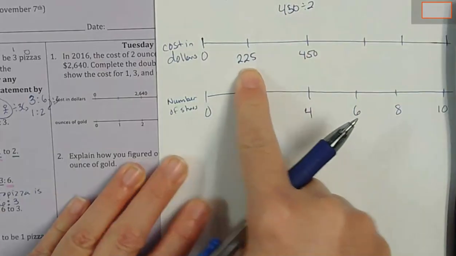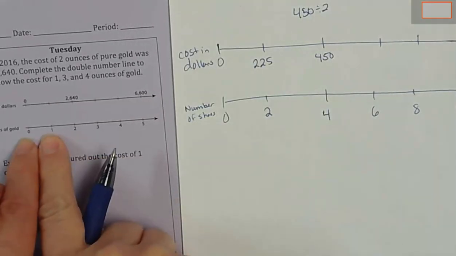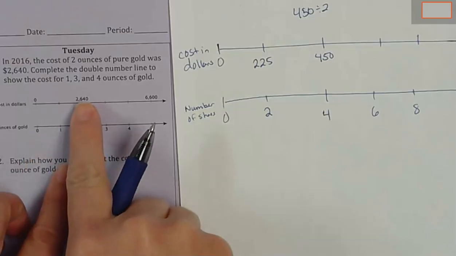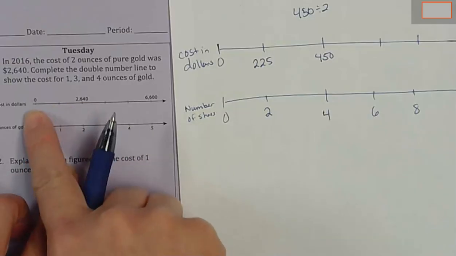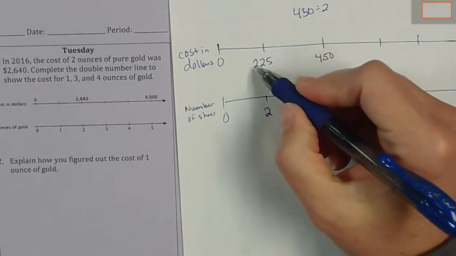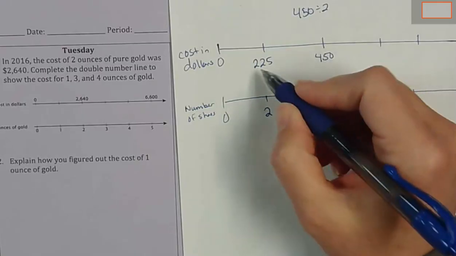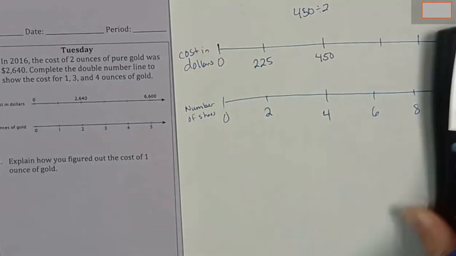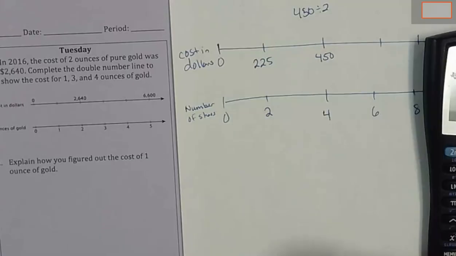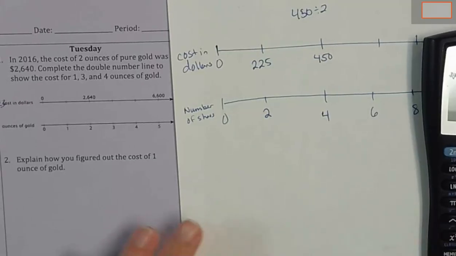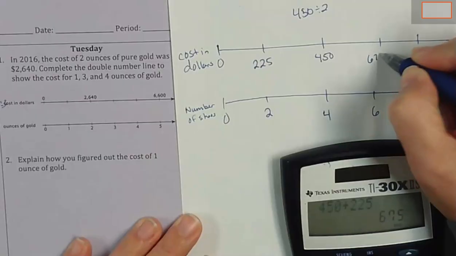That's what's going to be in the middle, right? Over here, same thing. 1 is in between 0 and 2. So I need to cut that in half to find this, and then I'll know what I'm counting by. This one I'm counting by 225. So each time I need to go up by 225. So 450 plus 225 is 675.